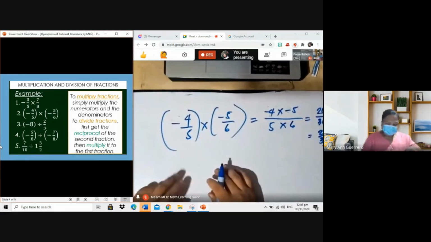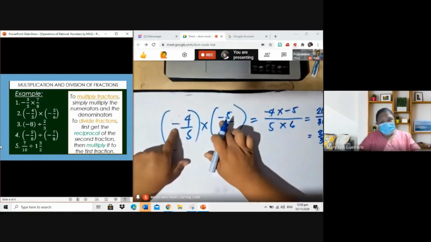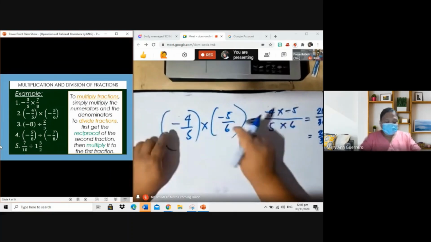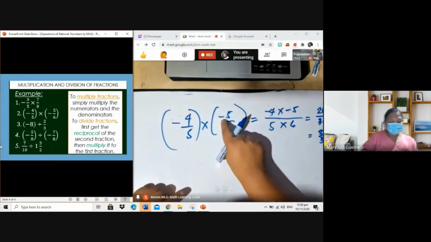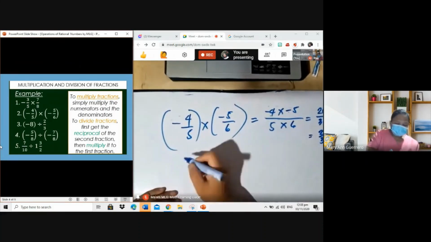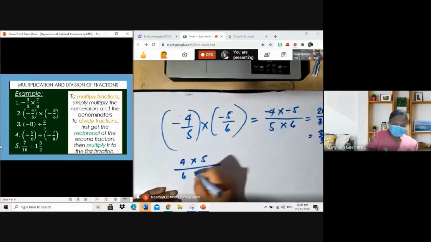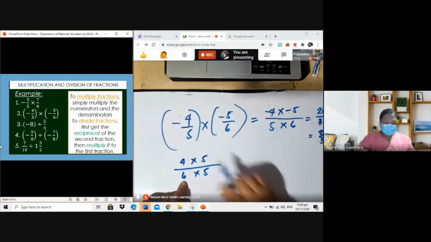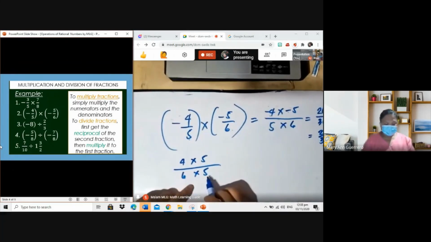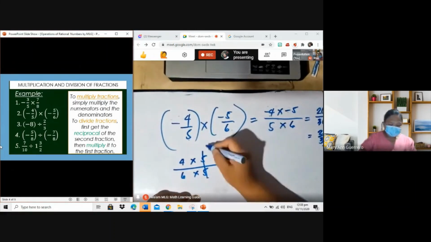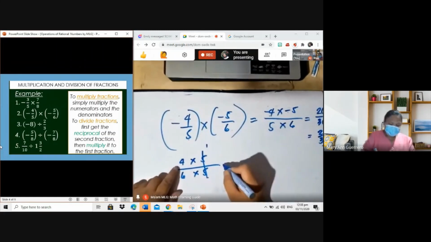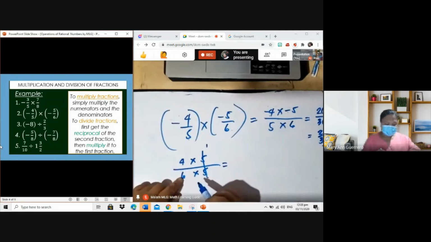Okay, so here is another solution. Another solution is that you may determine the sign of the product first. Since we are multiplying numbers with the same sign, then the product is positive. So, yun, positive na yun. Now, we have 4 times 5 all over 6 times 5. Pwede ba to? Yes. 5 times 6 is equal to 6 times 5 by commutative property. Okay? Then 5 divided by itself is 1. Okay? So we have 4 over 6. Okay, 4 over 6.